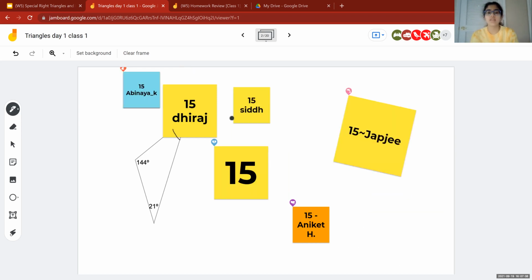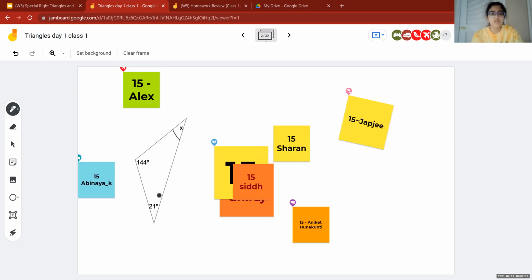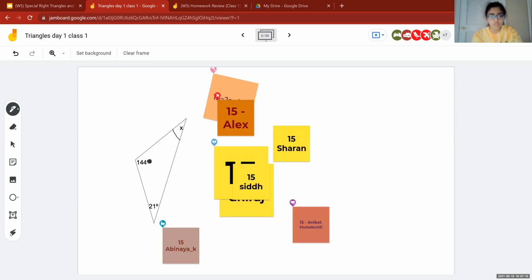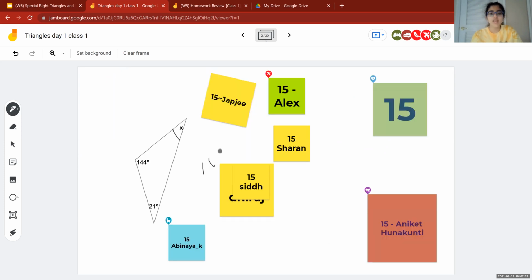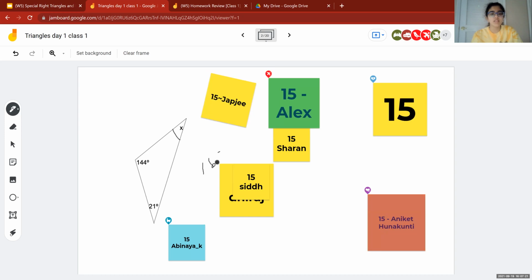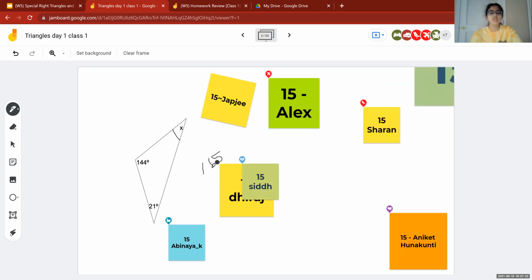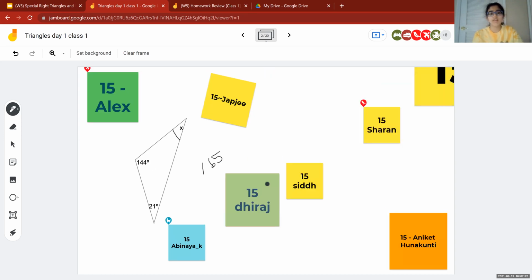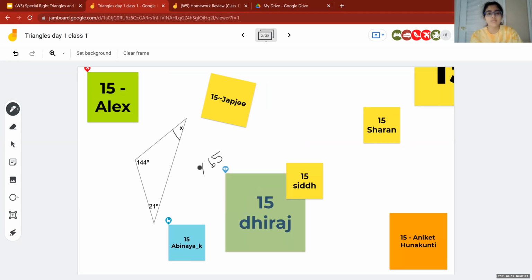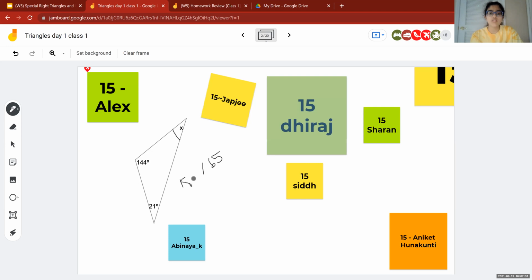Okay, yes. So the answer is 15. So what you would do is you do 21 plus 144, right? And you would get 165. And then you'd subtract that from 180 because as we said earlier, 180 degrees is the sum of the angles of a triangle. So 180 minus 165 is equal to 15. And we get 15, as some people have put.